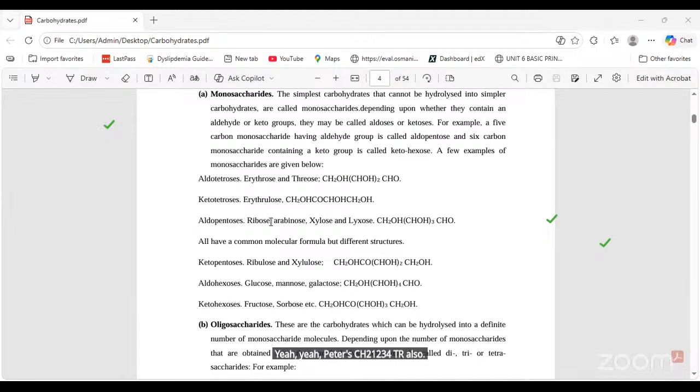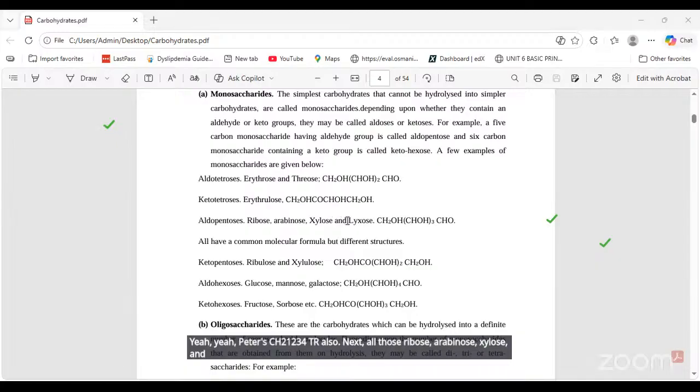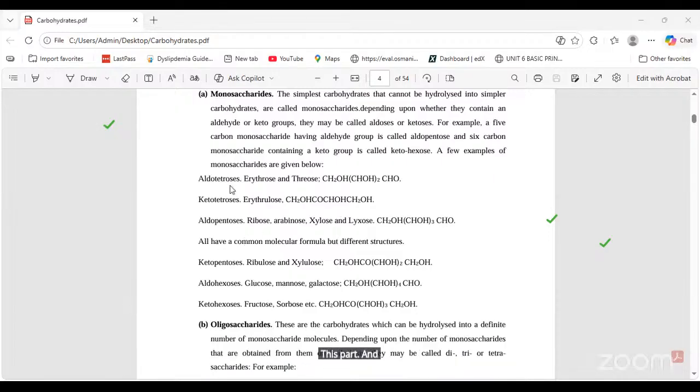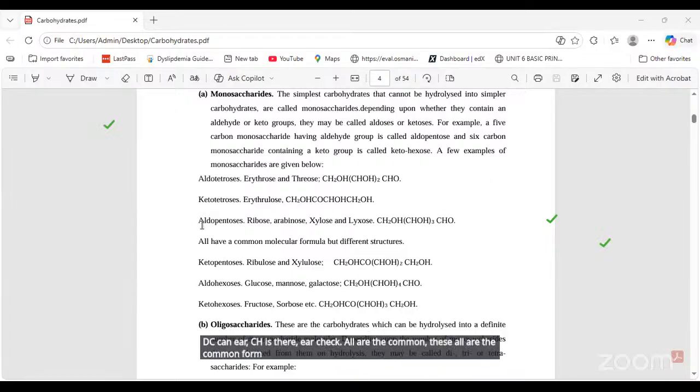Next, the aldoses: ribose, arabinose, xylose and lyxose. Here this one is another part. See this part. All have a common molecular formula, but the structure is different. All are common. Which one? Aldopentoses: ribose, arabinose, xylose and lyxose.